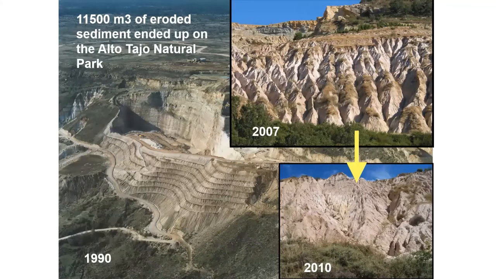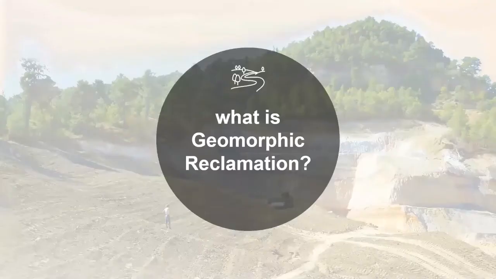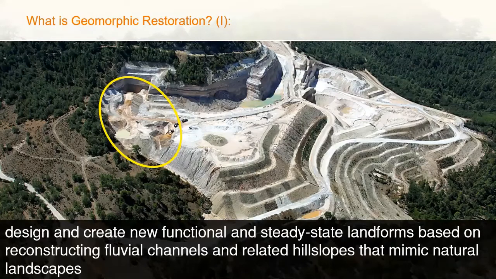Well, in this context, it seems clear that we cannot plan a reclamation project in a degraded landscape without introducing a drainage network, without properly managing water and sediment erosion. And that is what geomorphic reclamation tries to do. The first aim of geomorphic reclamation is to design and create new stable landscapes based on natural shapes, such as drainage channel networks and hill slopes. And it is applied in landscapes that have suffered earth movement activity.